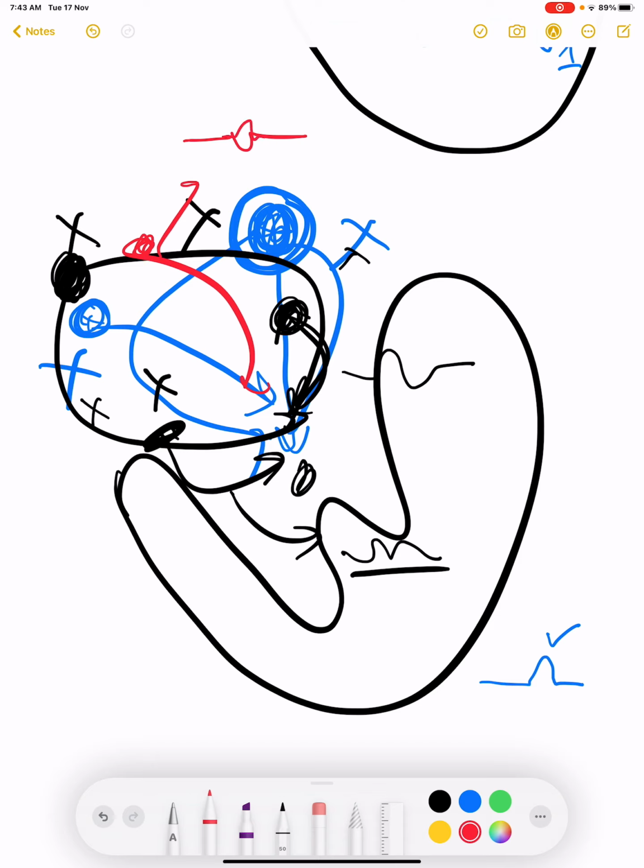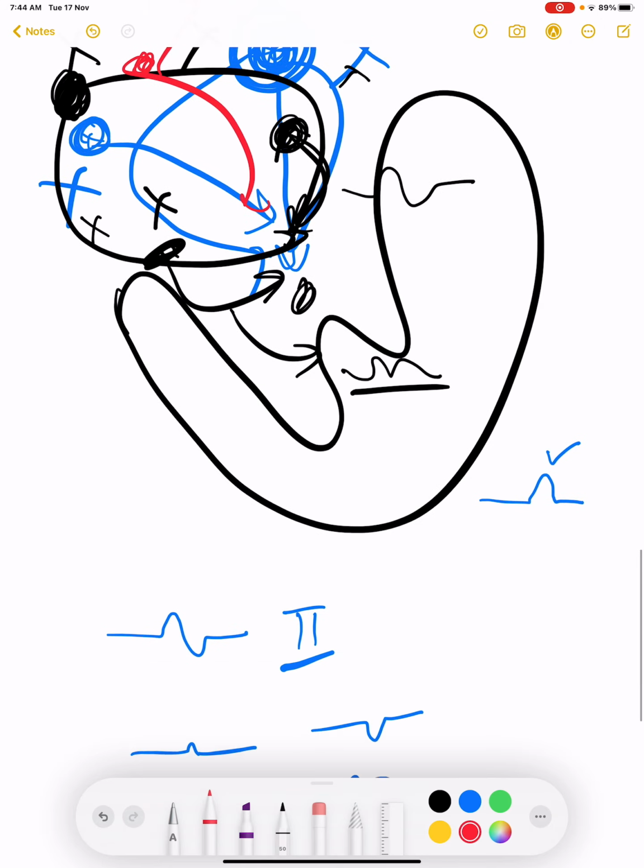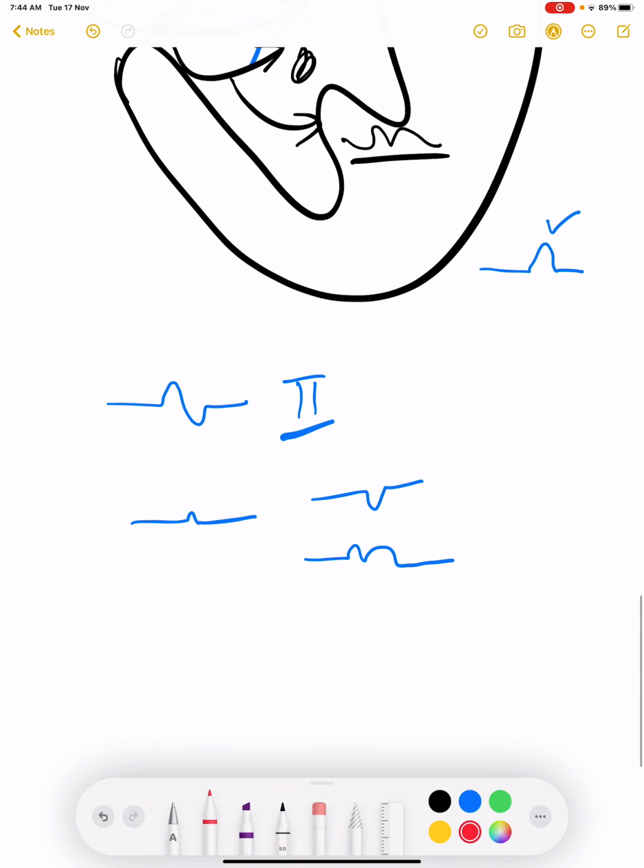So it depends upon from where, because the atria are big. The SA node is just one point, the AV node is just one point, but the atria are bigger in size. So anywhere from the atria, a P wave can be generated, and the shape of the P wave will depend upon the point from where it is generated.